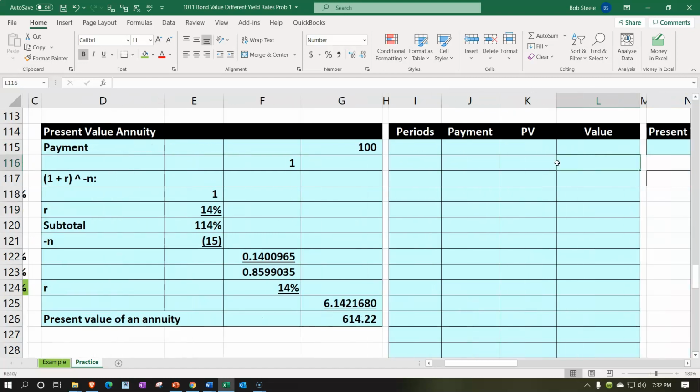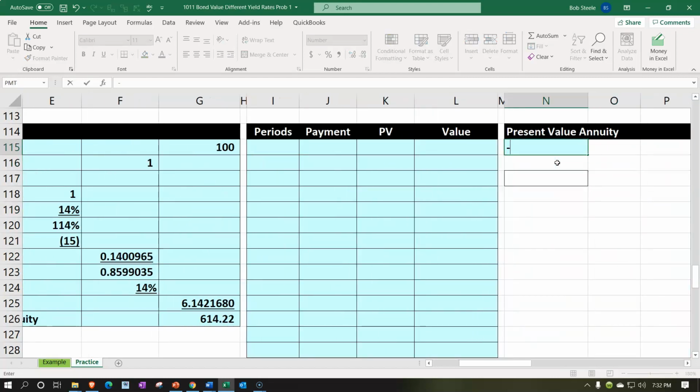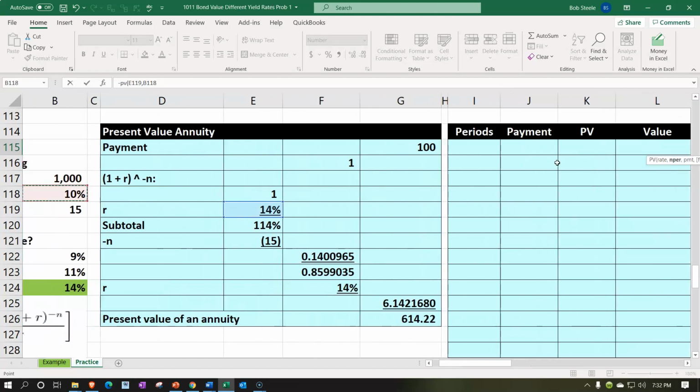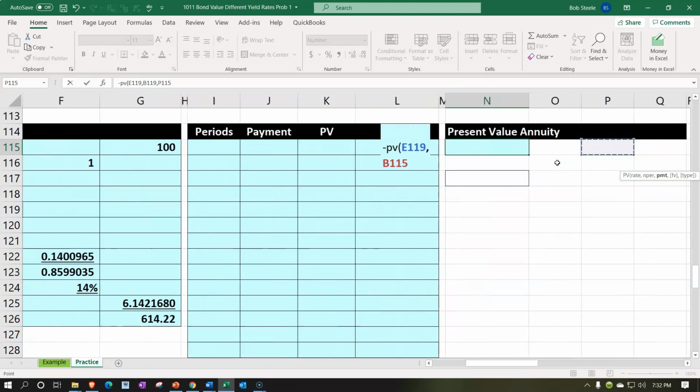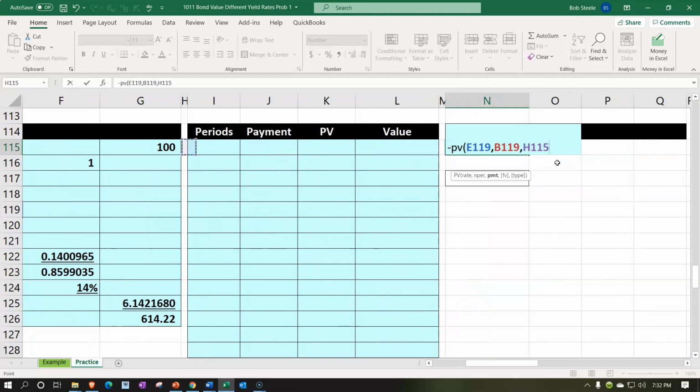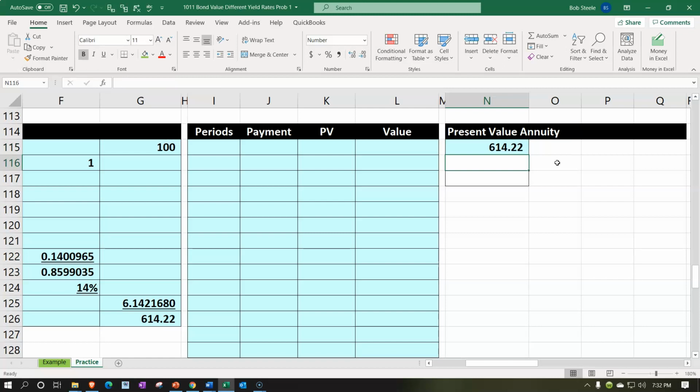Okay, so then we could do this with Excel function. So let's do that, which is going to be over here. This is going to be negative present value, shift 9, rate 14%, comma, number of periods is 15, comma, and then the payment, $100. So there's the formula and enter. There we have the answer again.